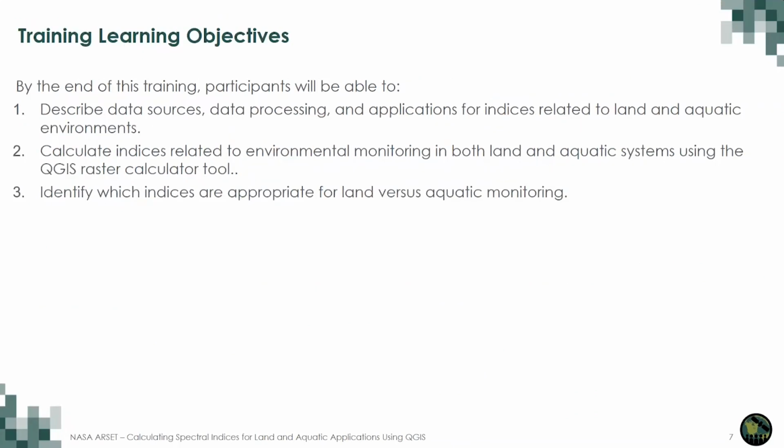By the end of this training, you'll be able to describe data sources, data processing, and applications for indices related to land and aquatic environments. You'll be able to calculate a number of these indices in QGIS, and you'll be able to identify which indices are appropriate for land monitoring versus those that are appropriate for aquatic monitoring. The prerequisite training for this course is the ARSET Fundamentals of Remote Sensing. That training will give you the necessary context to understand how remote sensing works and how we can isolate spectral signatures related to the properties of our scene in which we're interested.